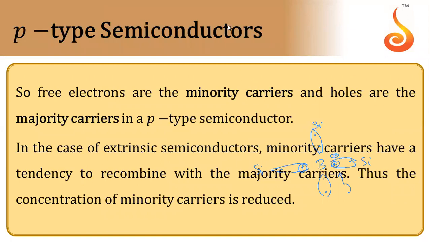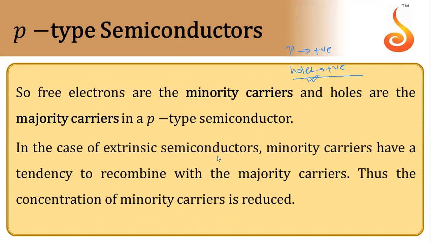So in p-type semiconductors, electrons are the minority charge carriers and holes are majority charge carriers. So you have to remember that p means positive, and hole is also positive, you can say, meaning in p-type semiconductor, holes will be majority charge carriers. So that's how you can remember this one.